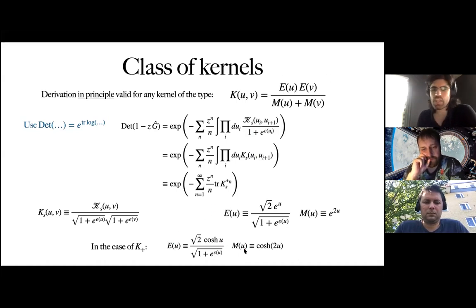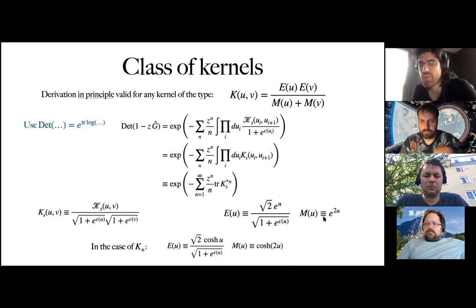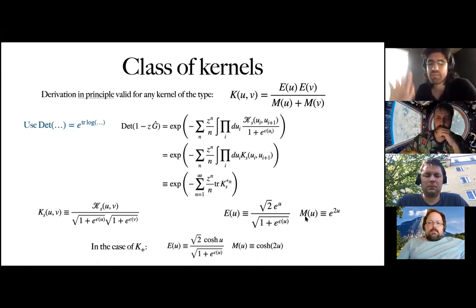Okay. So for the moment, for most of what I'm going to do, I will forget about the specific form of this E of U and M of U. It will later be important because some of the analytic properties of the equations will come precisely from the explicit expression of E of U and M of U, but for most of the part, the derivation will be completely general.